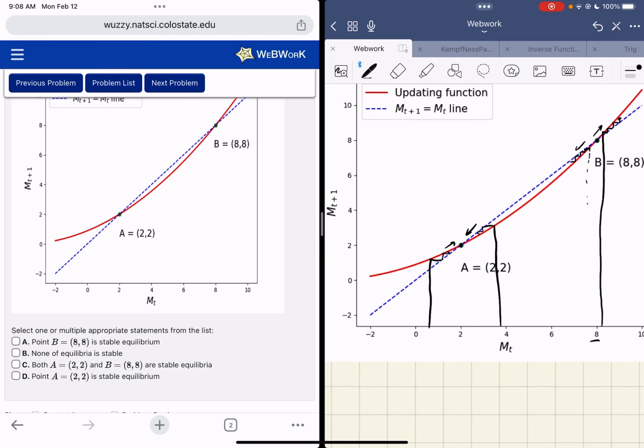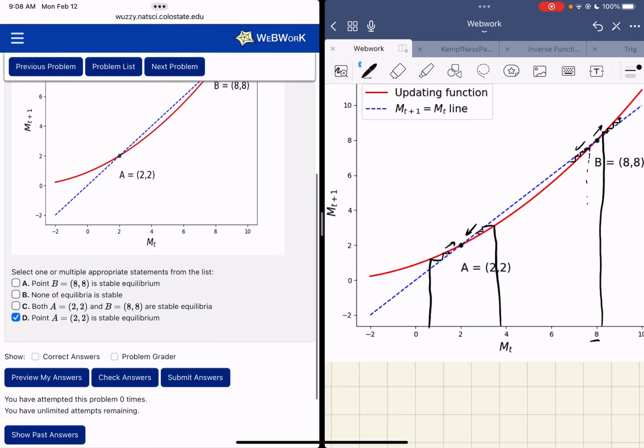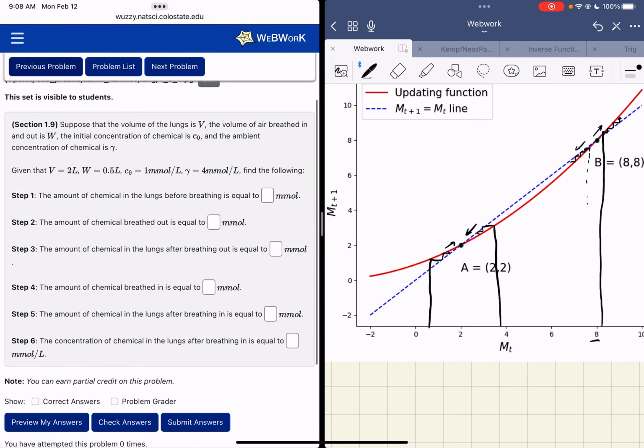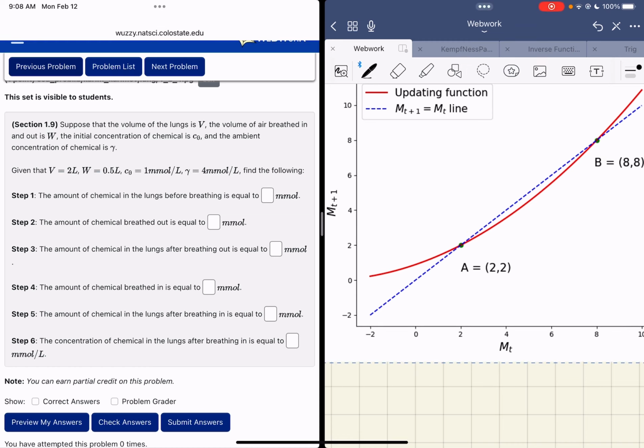Cool. So let's see. 2, 2 is stable, and that's all I can say, right? Because 8, 8 is unstable. So let's submit that. There we go. Next. All right, the lung model. Oh, the lung model.